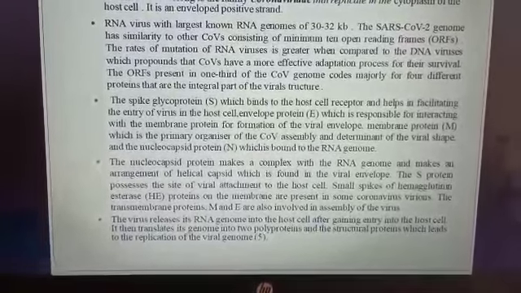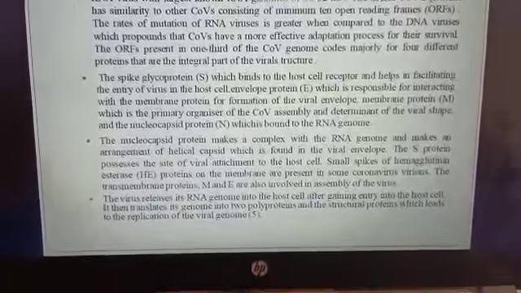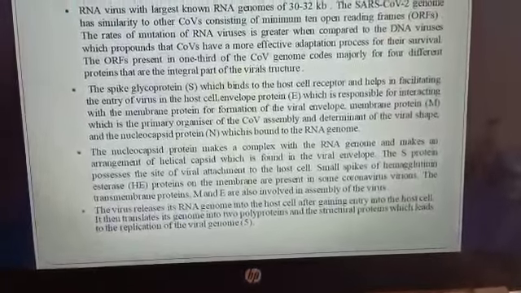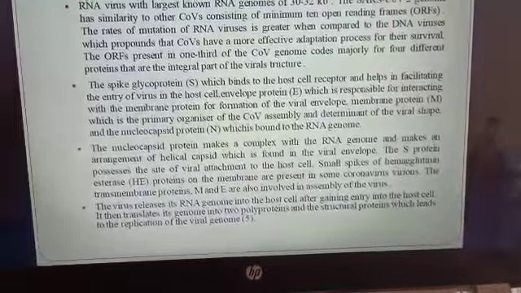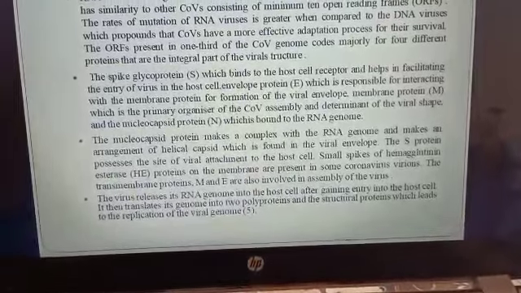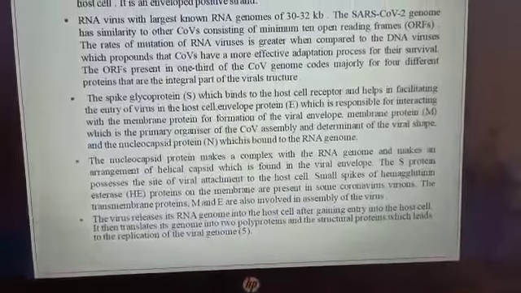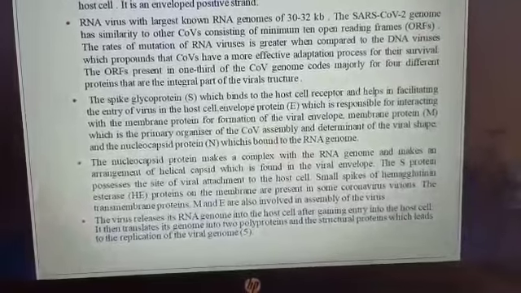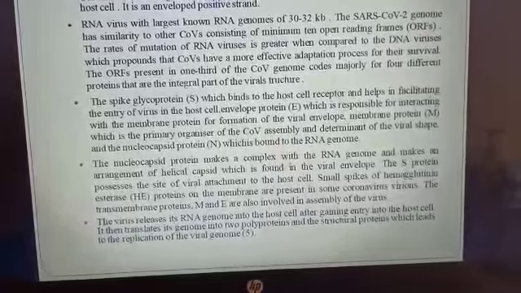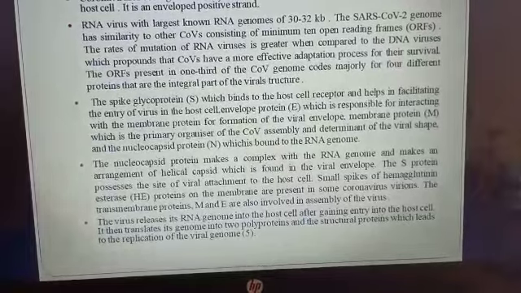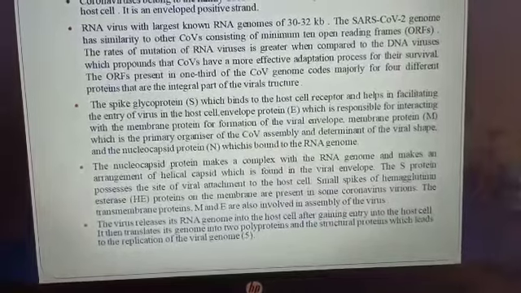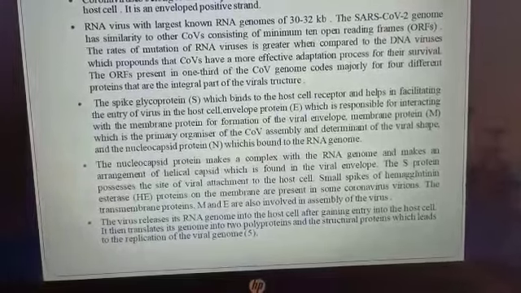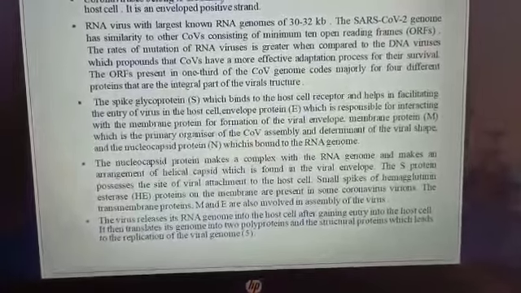Nucleocapsid protein makes a complex with the RNA genome and makes an arrangement of helical capsid, which is found in the viral envelope. The S protein provides the site of viral attachment to the host cell. The small spikes of the hemagglutinin esterase proteins on the membrane are present in some coronavirus virions. The transmembrane proteins M and E are also involved in the assembly of the virus.